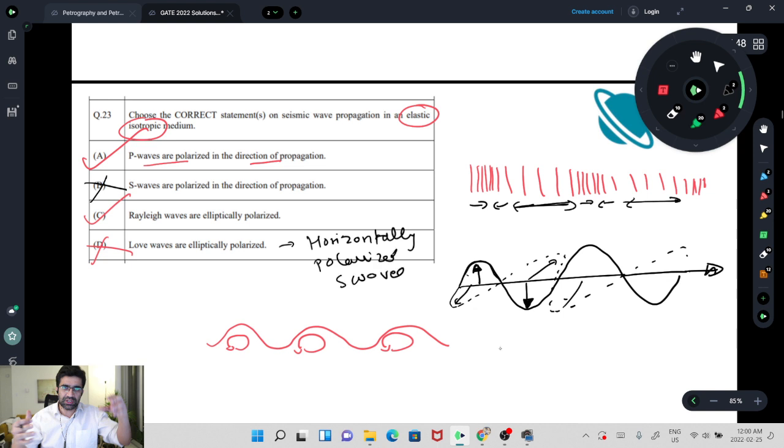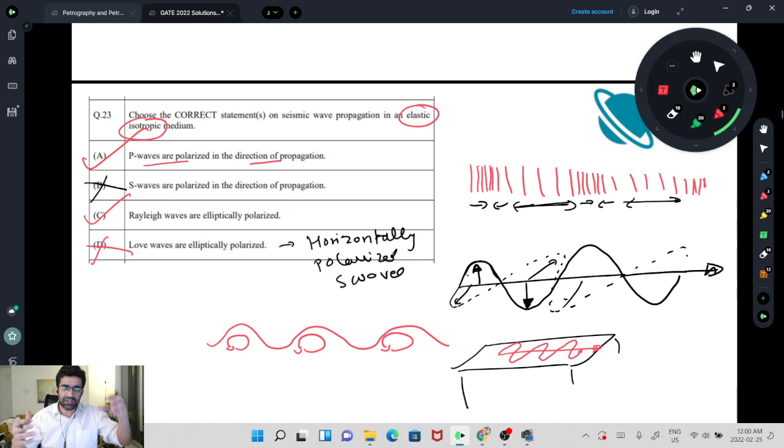Okay, so basically, let's say this is the ground surface. If the seismic waves are moving in this direction, the Love waves are polarized like this. So they move like a snake. They are basically perpendicular to the direction of propagation. In reality, we call it horizontally polarized for S waves which occur in an earthquake.